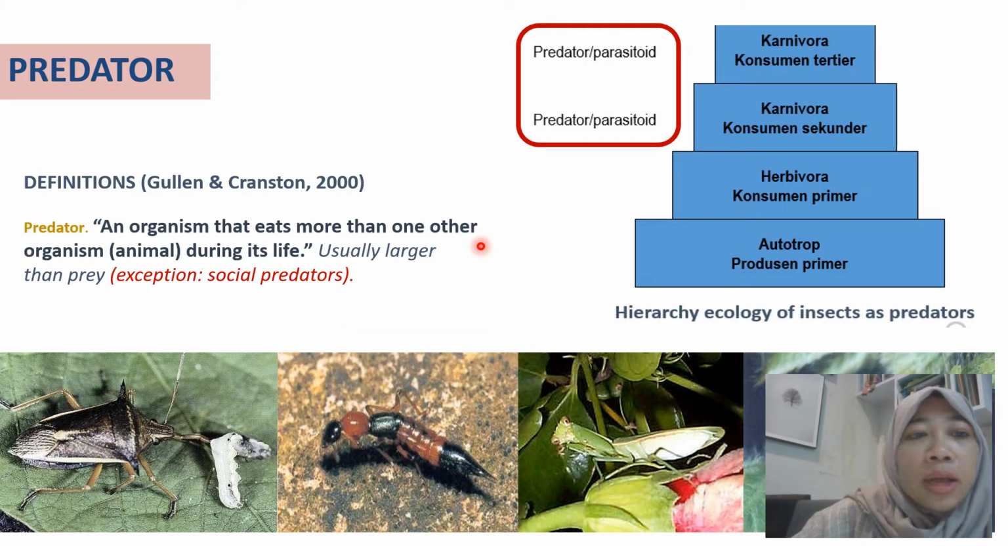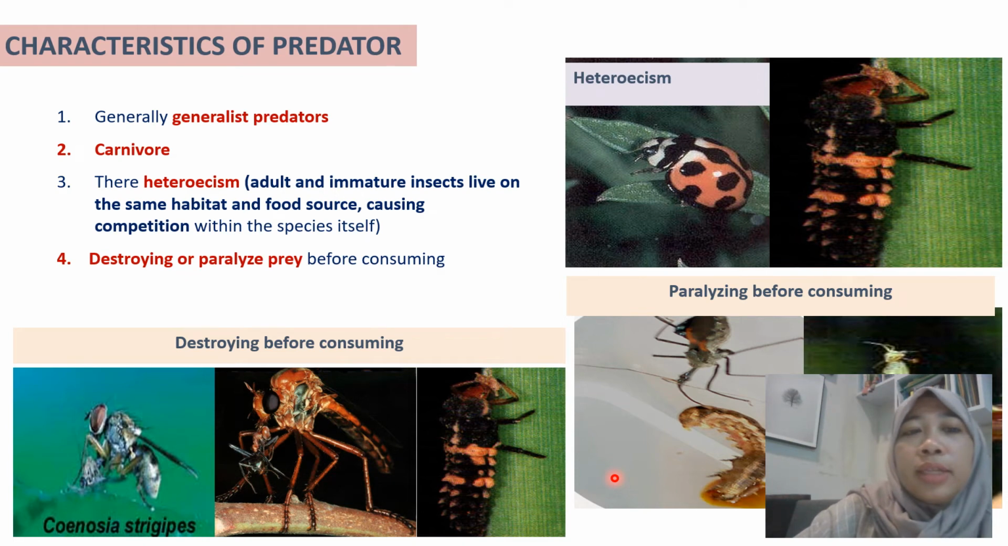And this is predator. A predator is an organism that eats more than one organism during its life. This is an example of a predator. This is a tomcat, Staphylinidae, Paederus fuscipes. This is Hemiptera. This is, what is this? Mantodea. And what is the characteristic? Mostly they are generalist. The prey is many. Yeah, they can eat many prey. That's why this is generalist. Carnivore. They eat other animals.